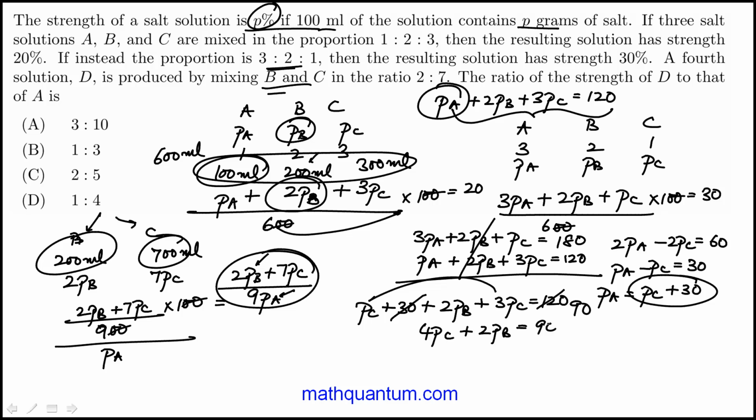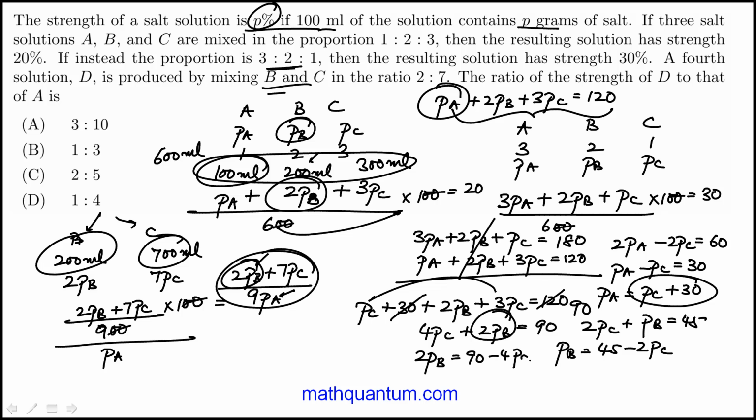As you can see, it's a lot of manipulations here. 2 P sub C plus P sub B is 45. So P sub B is 45 minus 2 times P sub C. Actually, I should have left it this way because I have right here 2 times P sub B. So I could just replace that here. Plus 7 times P sub C, and then 9 times P sub A, which is P sub C plus 30.